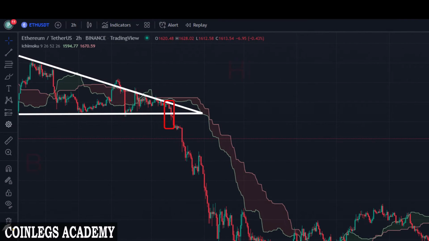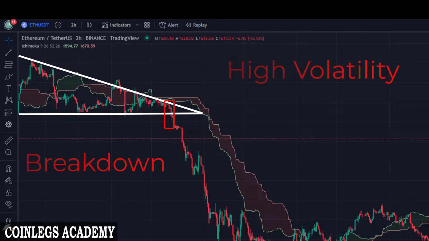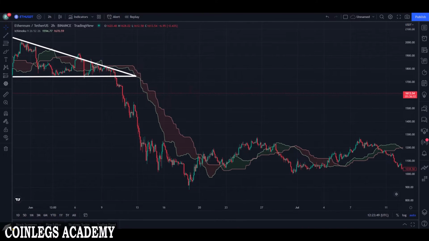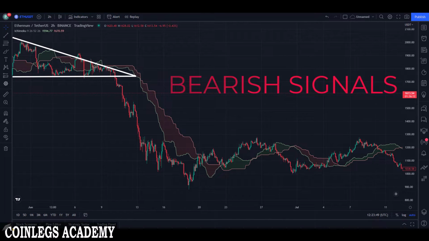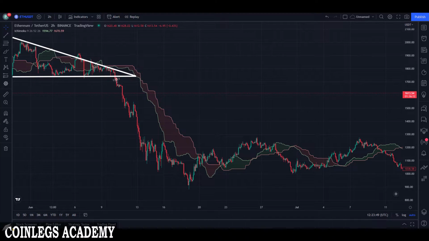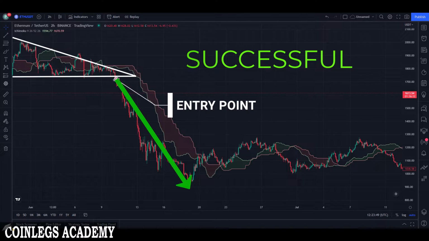As you can see here, we have a breakdown with high volatility candles. If we consider all these bearish signs and take a short position here, as you can see, it's a successful trade.